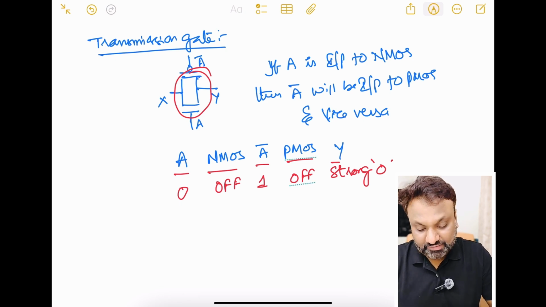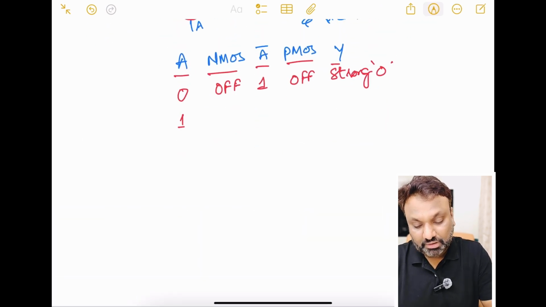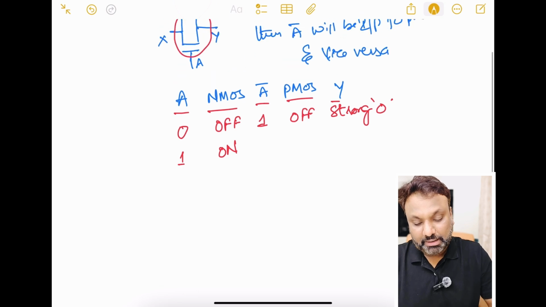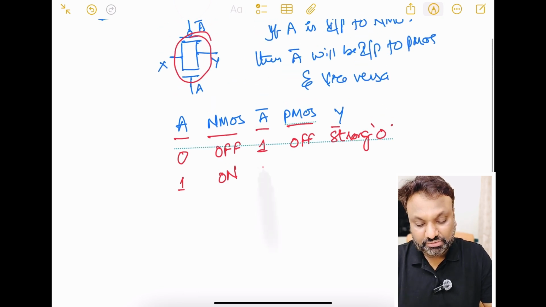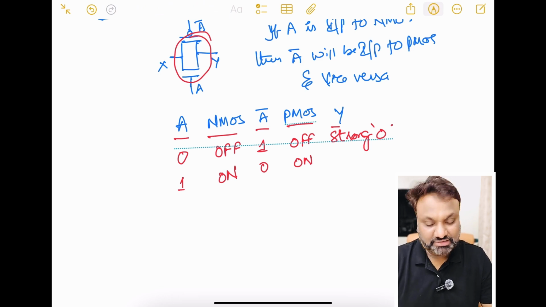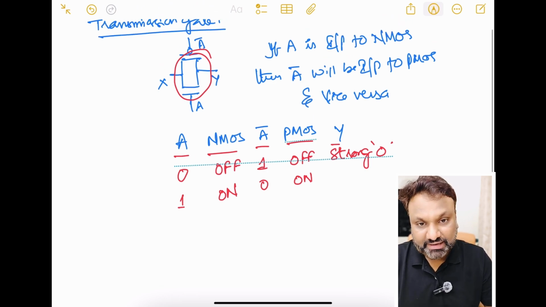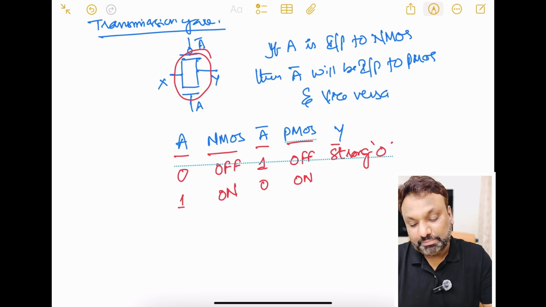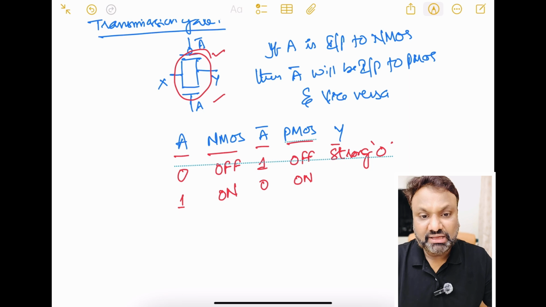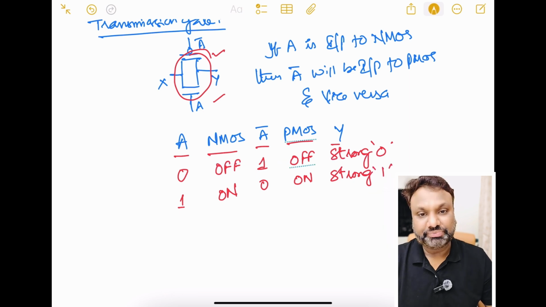Similarly, if A is equal to 1, then the NMOS will be on. A bar will be equal to 0, and the PMOS will also be on, because for 0 my PMOS transistor will be on. Hence both the transistors are on. Both my PMOS and NMOS are on. That means Y is strongly connected to X. Therefore, I get a strong 1 as the output.